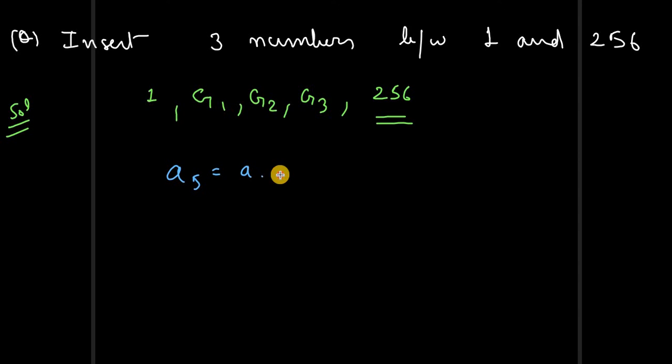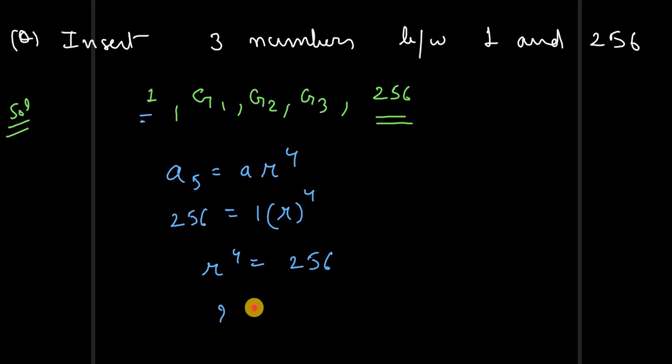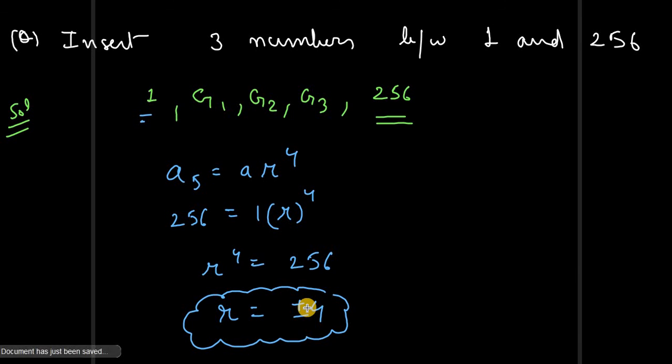a5 will be a r to the power 4, where a is 1, as we know the first term is 1. r we don't know, r to the power 4. Now a5 we know is 256. So r to the power 4 equals 256, and we can easily find r from here, and that will be plus minus 4, right? So r will be plus minus 4. Now as we know a and r, we can easily get the sequence that we want.